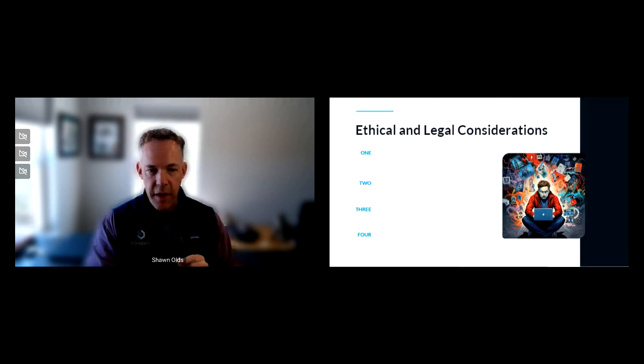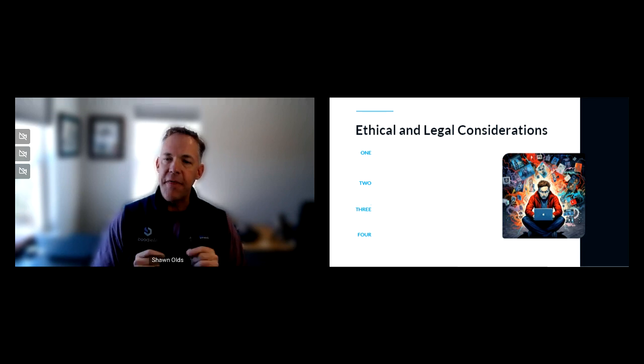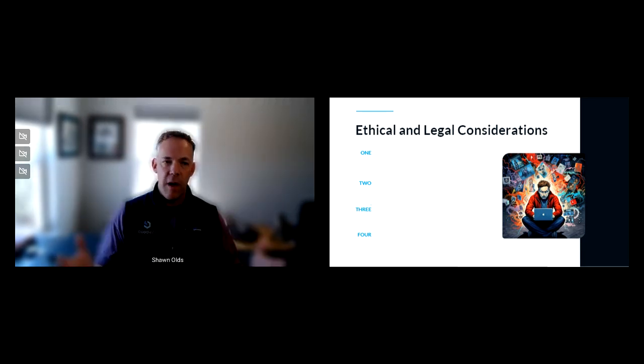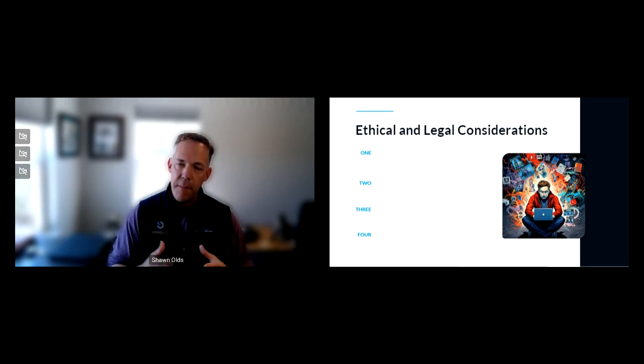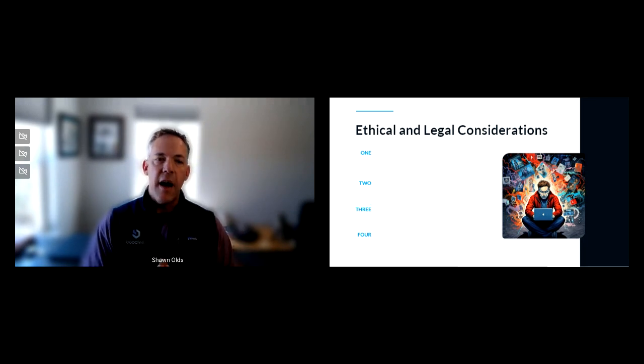Now, before we leave that though, there are ethical and legal considerations. And I saw some of the questions that people brought in initially. And this is an area where a lot of nonprofits have a lot of concern. And the nonprofits that have not adopted generative AI, this tends to be one of the big obstacles.